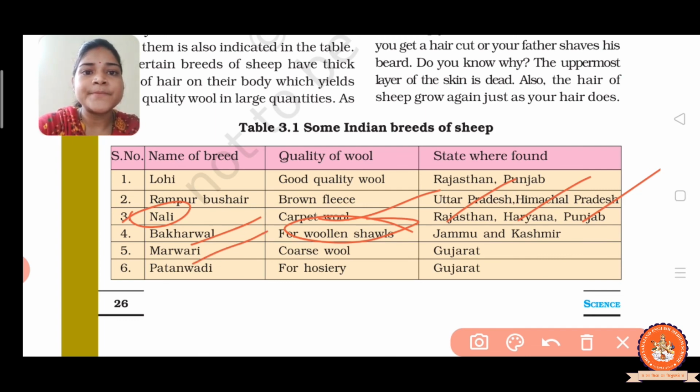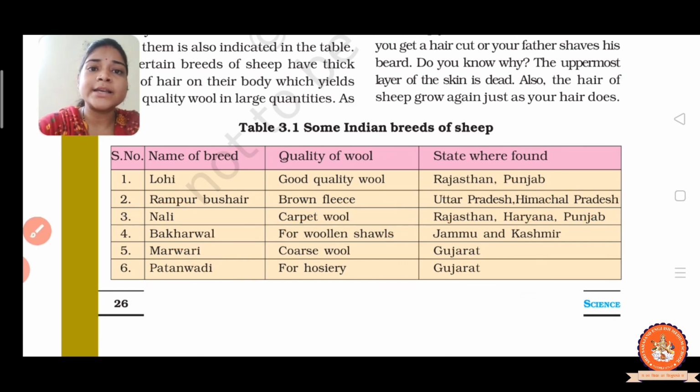Now the Marwari gives coarse wool and is found in Gujarat. The last sheep breed is the Patanwadi. It gives hosiery material, which is used for making leggings or socks, and it is again found in Gujarat, right? So these are the names of sheep breeds, the quality of wool, and the states where they are found.